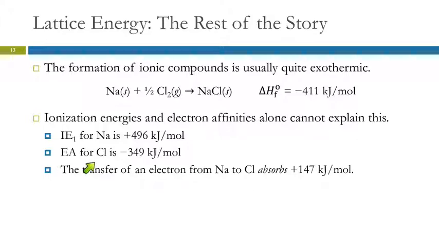The electron affinity for nonmetals is negative. So when you give them an electron, they will pay you in energy. So making chlorine into a chloride ion releases 349 kilojoules per mole of energy. So if we have 1 mole of sodium ion forming and 1 mole of chloride forming, we could add those together, and what we get is that the transfer of an electron from sodium to chlorine actually absorbs 147 kilojoules per mole. But we know experimentally when we do this that 1 mole of this is going to release 411 kilojoules per mole. So there's got to be something missing, right?